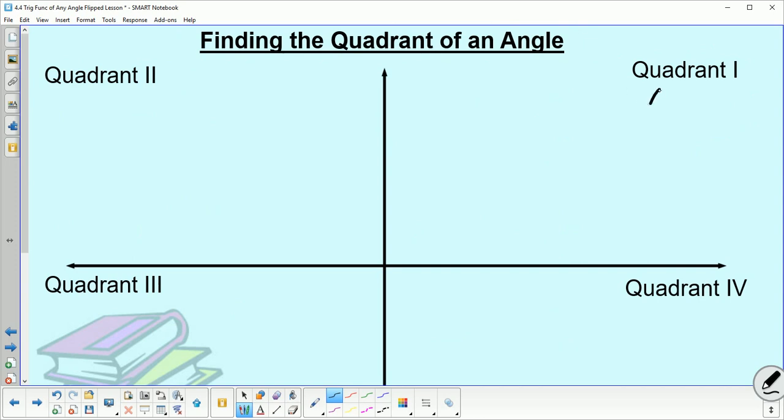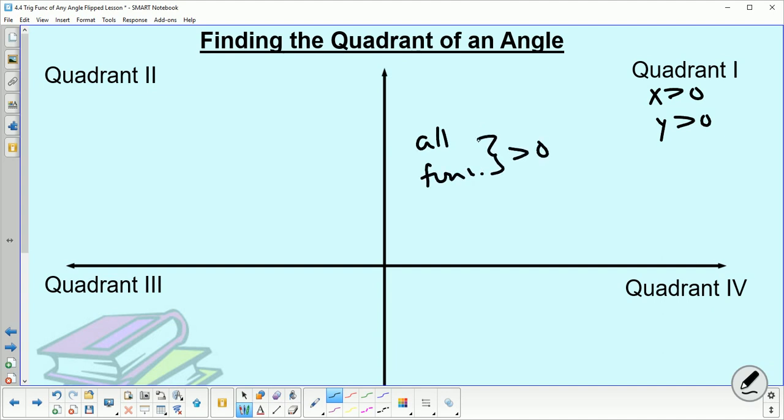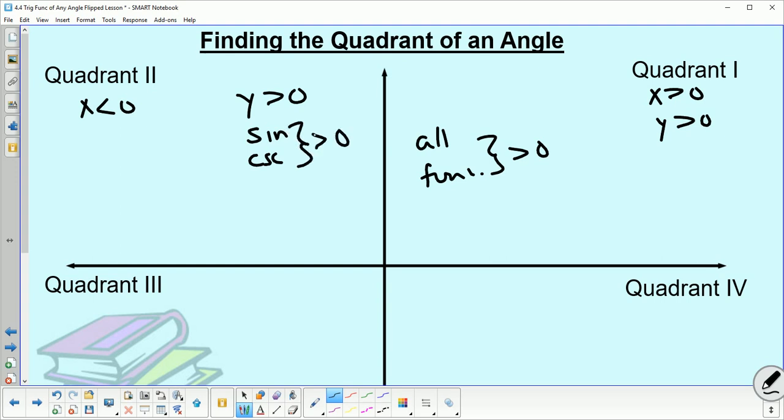And now to find the quadrant of each angle, we want to look at our x and y values. In quadrant 1, x is greater than 0 and y is greater than 0, which means all functions are greater than 0, or positive. In quadrant 2, x is less than 0, but y is still greater than 0. Since y is greater than 0, sine and cosecant will also be greater than 0, because r has to be positive and y is positive.